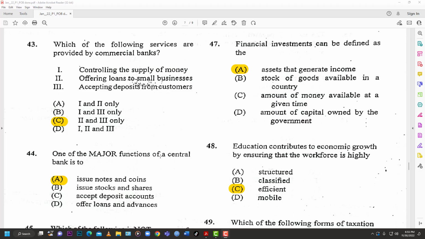So if you invest in real estate, a rental property, it's going to generate income for you later. If you invest in dividends, they're going to generate income for you later, right? So assets that generate income, that's a financial investment.